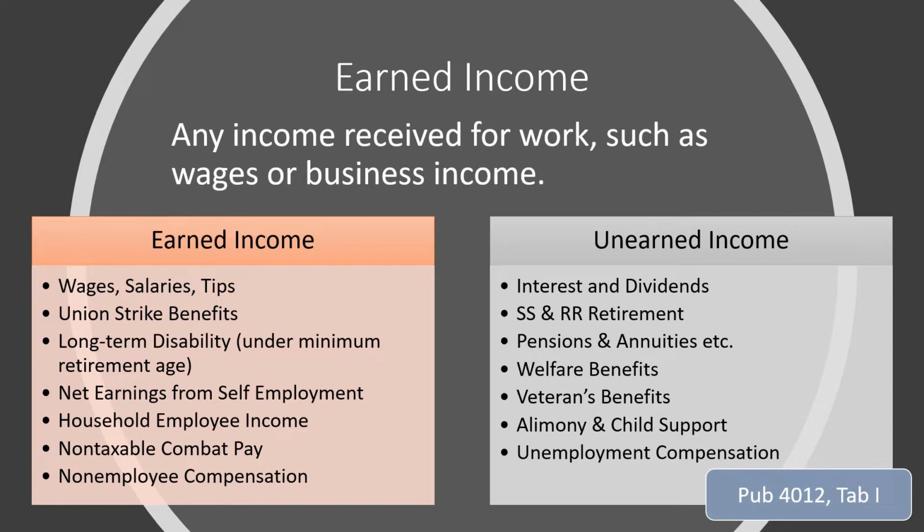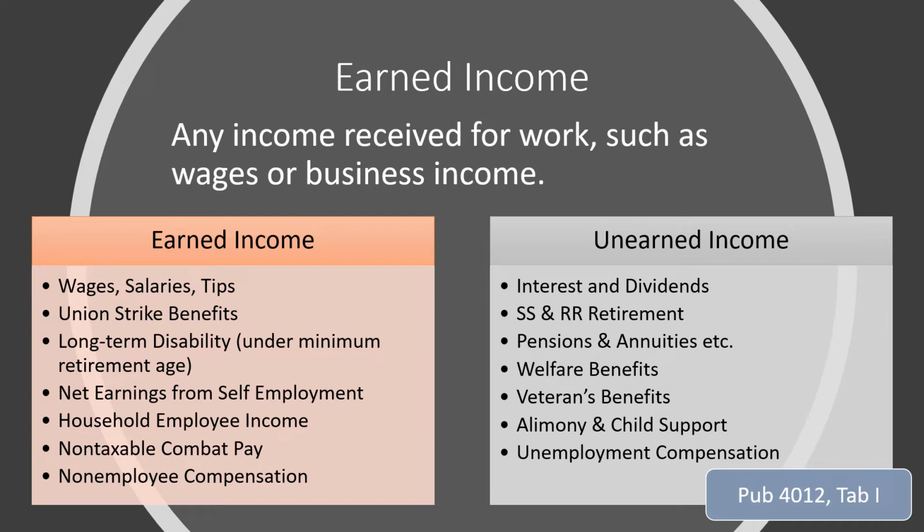So let's review what is unearned income. Interest and dividends, we talked about that before. Social Security and railroad retirement benefits are not considered earned income. Pensions and annuities, so this is our 1099-Rs under normal circumstances, so not code 3 in box 7, some other code. Welfare benefits, which we haven't discussed before, are considered unearned income.